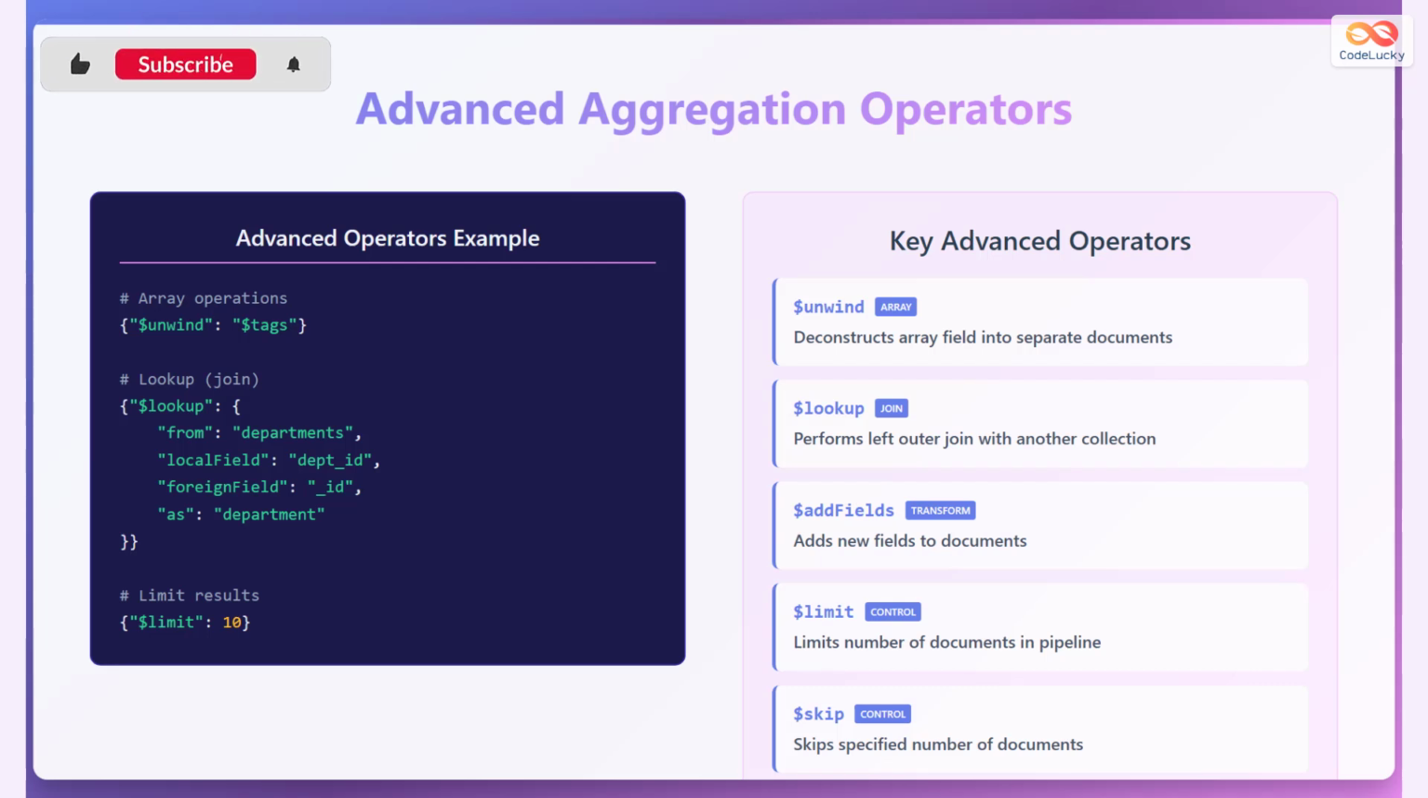MongoDB provides a rich set of advanced aggregation operators that enable powerful data transformations and analysis. The $unwind operator deconstructs an array field into separate documents, making it easier to process array elements. The $lookup operator performs a left outer join with another collection, allowing you to combine data from related collections based on specified fields. The $limit operator restricts the number of documents in the pipeline, useful for pagination or limiting result sets. $addFields adds new fields to documents, and $skip skips a specified number of documents.